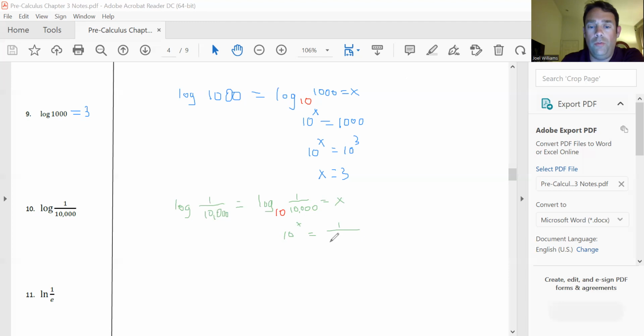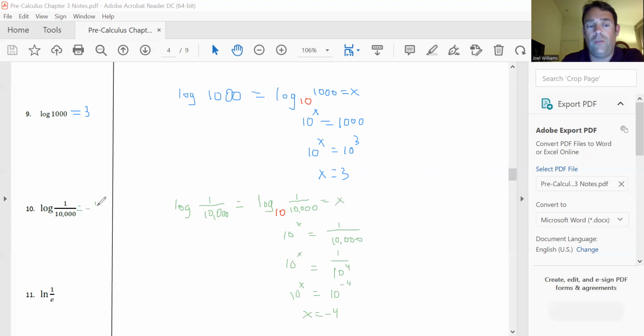All right, so we have 1 over 10,000. So that means 10 to the x equals 1 over 10 to the 4. All right, and then I can get it out of the denominator by making that exponent negative. So that means x equals negative 4. That means this is equal to negative 4.